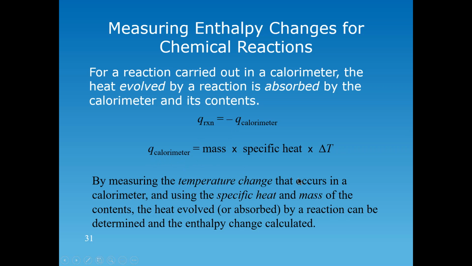So basically, the way we use the calorimeter to measure the heat change of a reaction is that we need to know the mass of the contents of the calorimeter, we need to know the specific heat, and we need to measure the temperature change, all right? So these are the three things that we're going to need in order to determine the heat that is absorbed by the calorimeter, and in so doing, we can determine the heat change for the reaction itself.